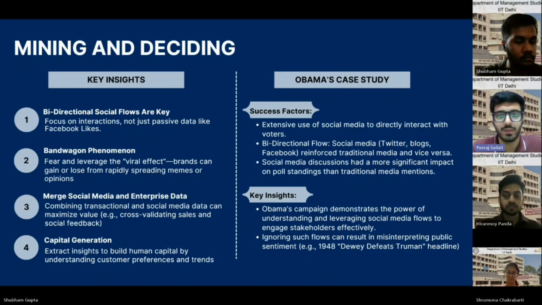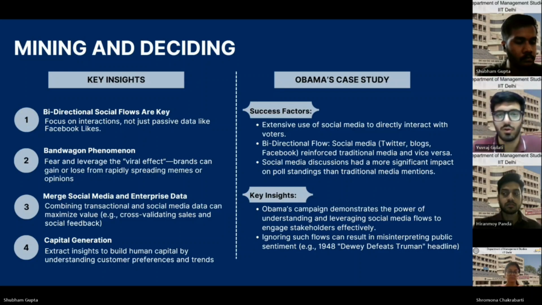Fourth is capital generation. So the main aim of this mining technique is to extract insights to build human capital by understanding the various customer preferences and trends. So one case study related to this is Obama's case study.